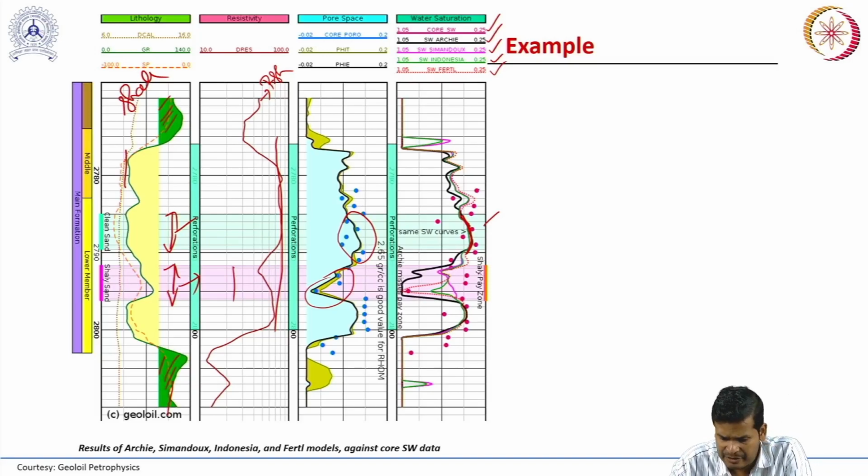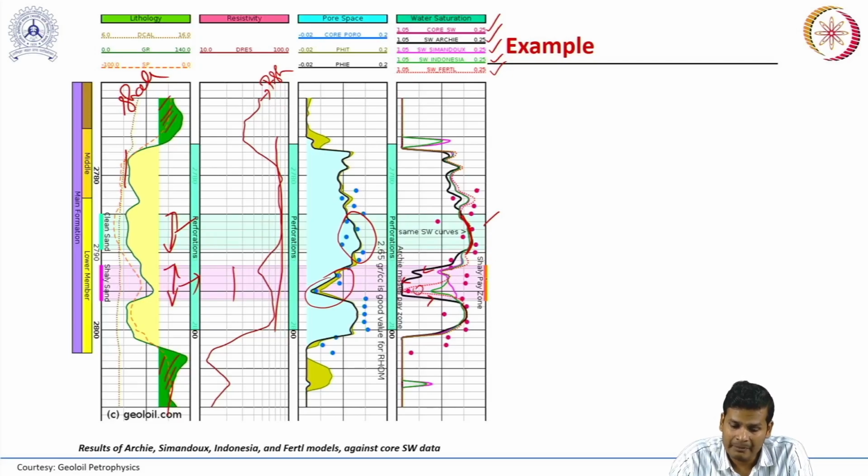Now in shaly sand zone, you can see the Archie equation is giving us water saturation close to 1, this black curve. But the other water saturation models, which are the Simandoux, Indonesian and Fertl, are not giving water saturation close to 1. In fact, the Simandoux is telling us the water saturation is somewhere between 0.3 to 0.4. Same is the case with the Indonesian equation. The Fertl equation is also overestimating water saturation, at least in some places. So overall, it could be seen here that our Archie equation is overestimating the water saturation.